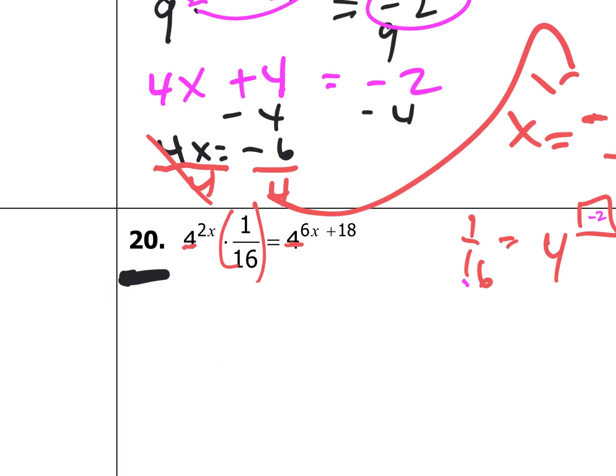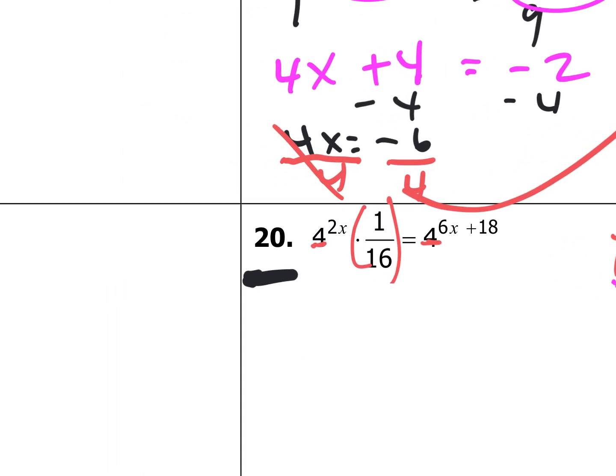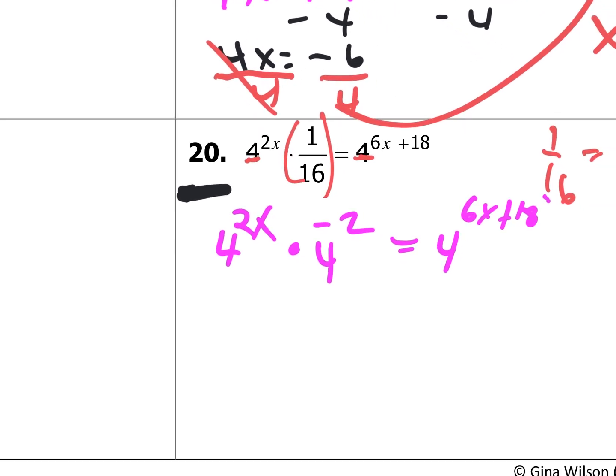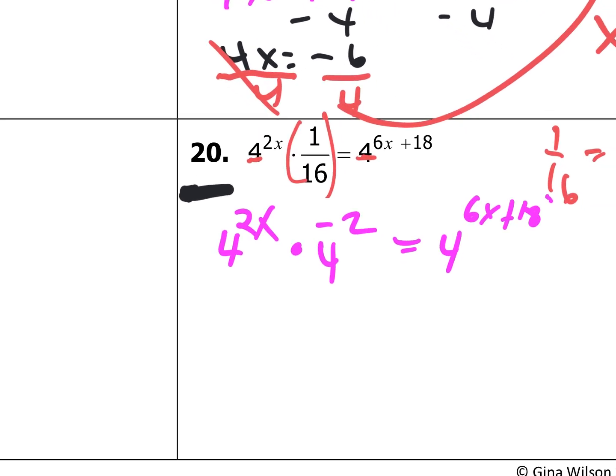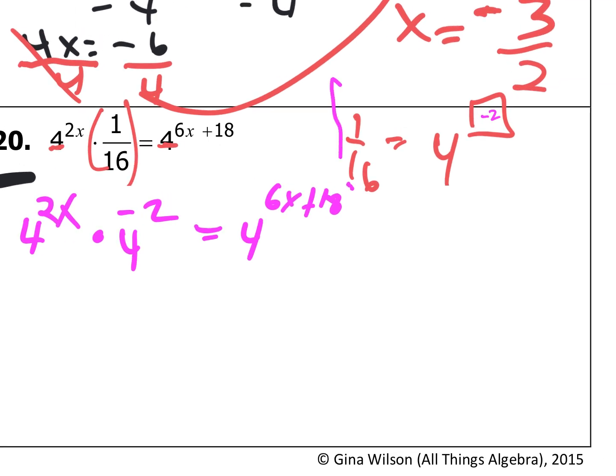So, I can turn these all to a base 4. I already have 4 to the 2x times, you told me this will be 4 to the -2 equals to 4 to the 6x plus 18. So it was hard. You had already had a hard step there. But this is our third time that we did this.